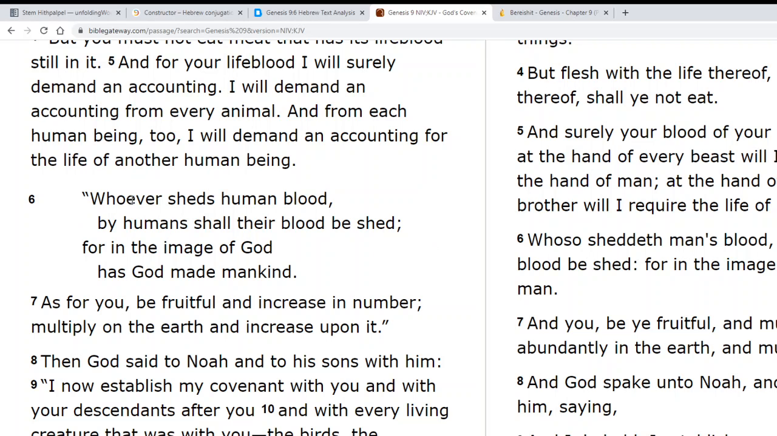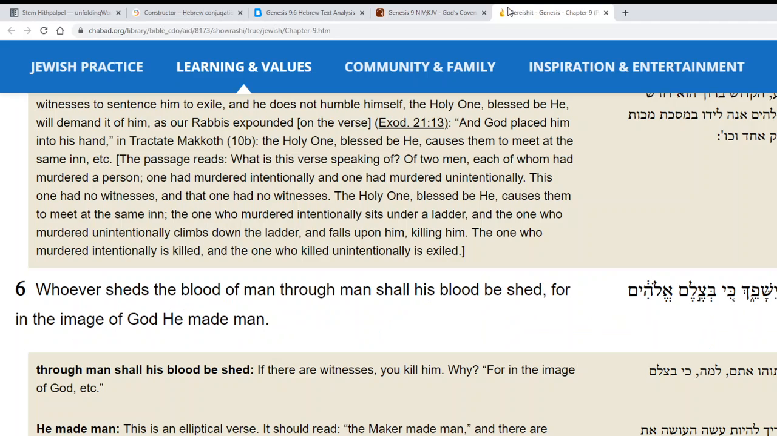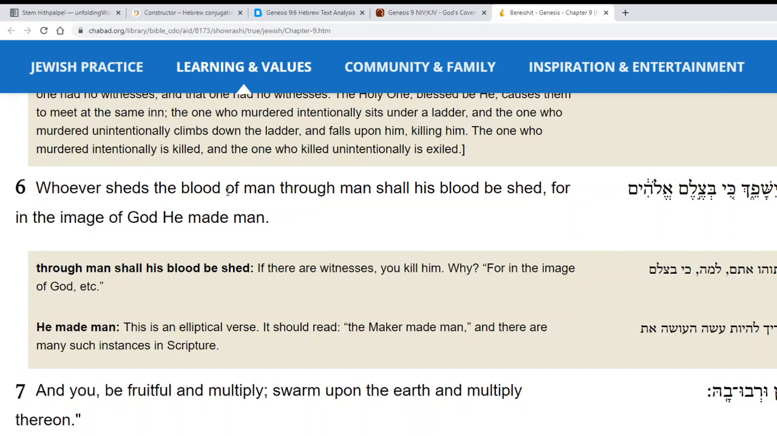Let's see what NIV does. Whoever sheds human blood, by humans shall their blood be shed. For in the image of God has God made man. And so they're using the word God twice, right? You see that? I said you could use the word God either as image of God, or you could use it as God made mankind. They're being parsimonious, using that one word God twice. Let's see what Chabad does with verse 6. Whoever sheds the blood of man through man shall his blood be shed, for in the image of God he made man.